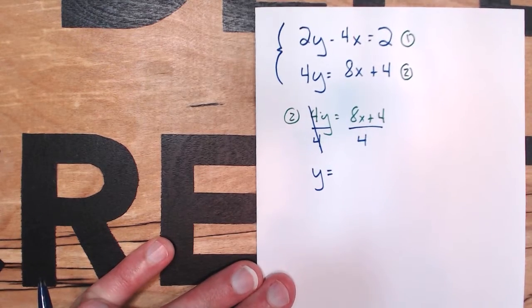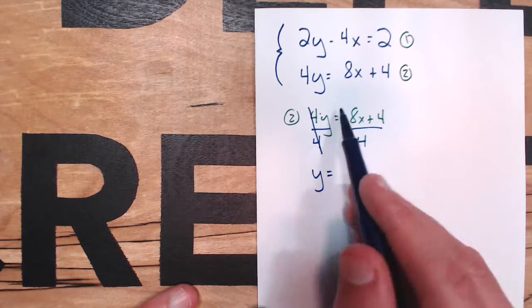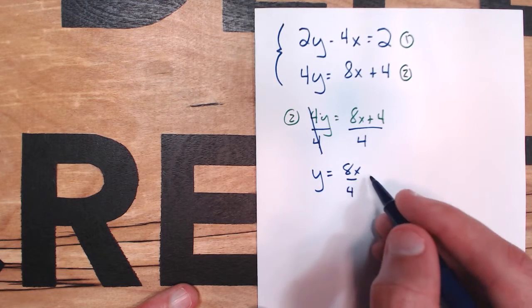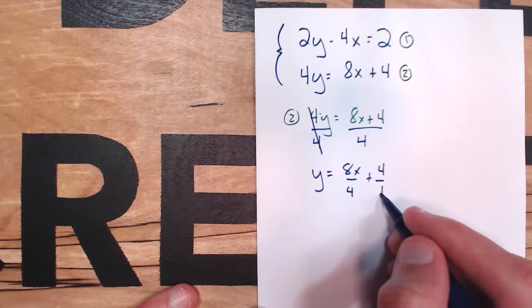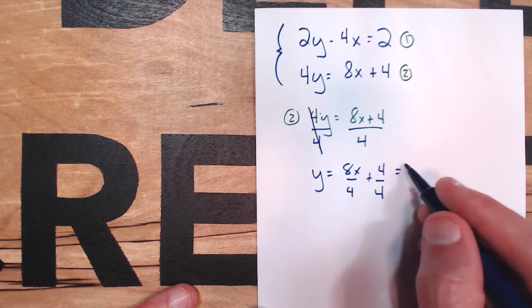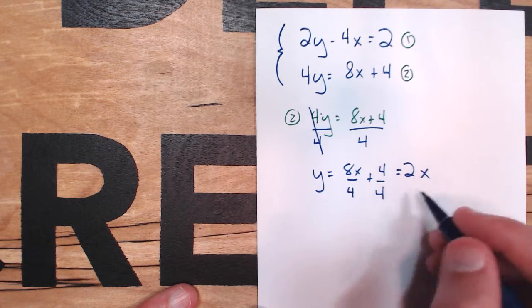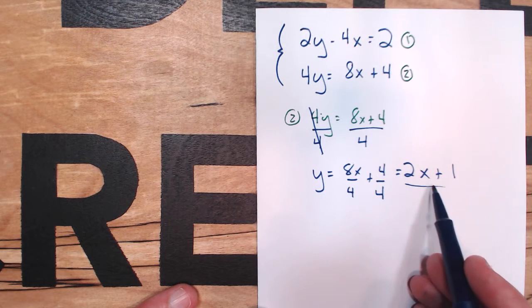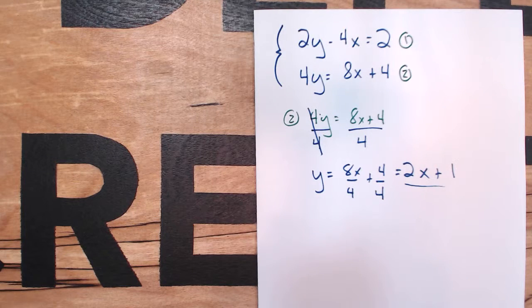Now what happens over here? It turns out the 4 is applied to both parts of this numerator. So I need to do 8x over 4 plus 4 over 4. And it turns out we can simplify this even further. I know that 8x over 4 is 2x, and 4 over 4 is just 1. So I know now that y is equal to 2x plus 1, and I'm going to use that for my substitution.